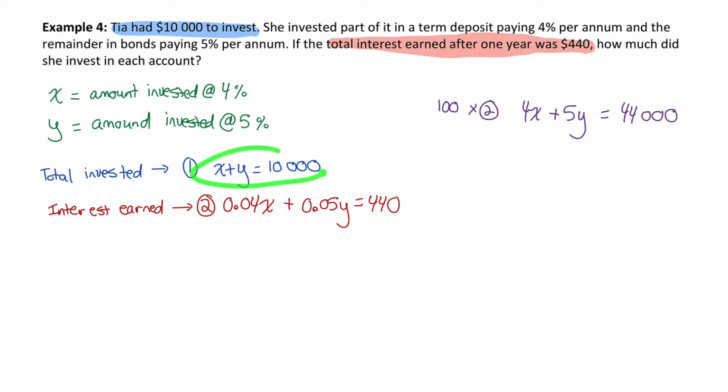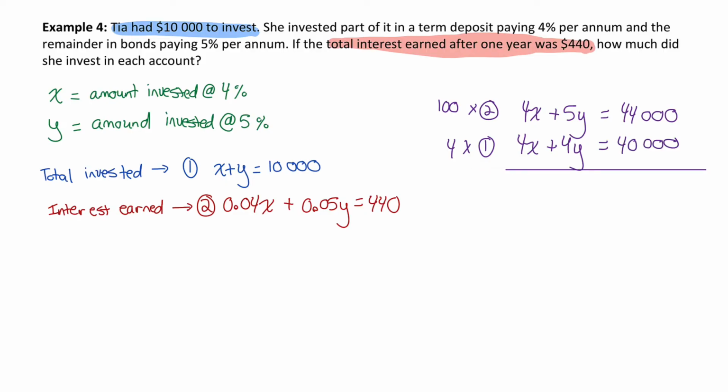And then in equation 1, I'll want either the x's or the y's to have the same coefficients. So why don't I multiply equation 1 by 4 so that the x's have the same coefficients? When multiplying all three of these terms by 4, I get 4x plus 4y equals 40,000. Then subtracting these two equations from each other will eliminate the x's. It will give me y equals 4,000. So I know the amount invested at 5% is $4,000.